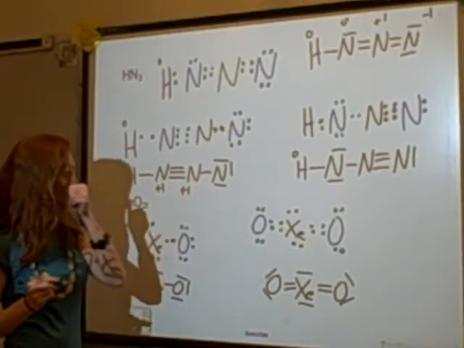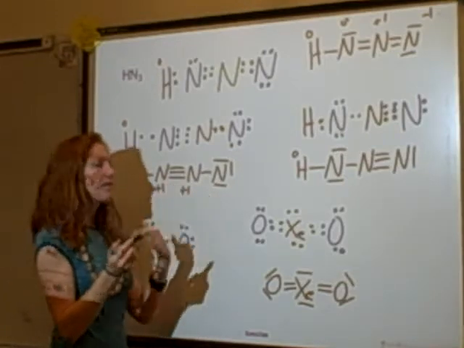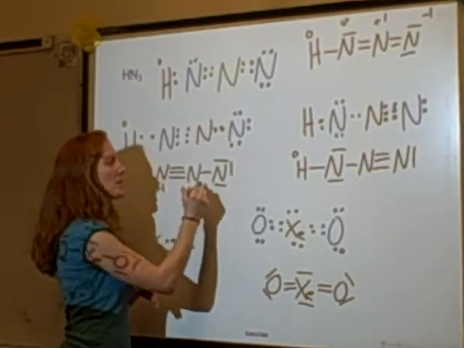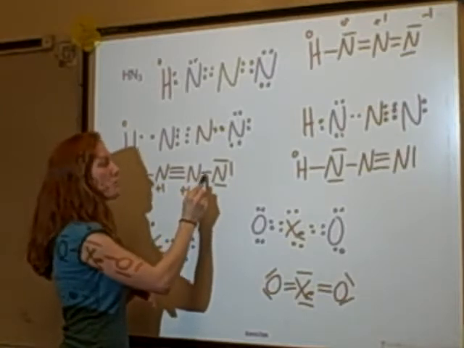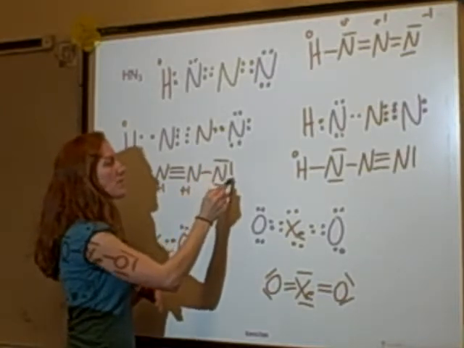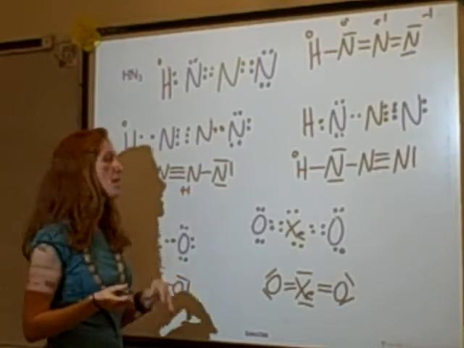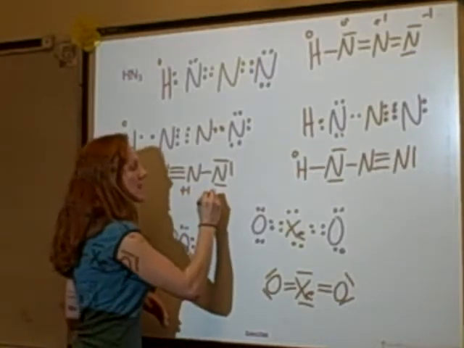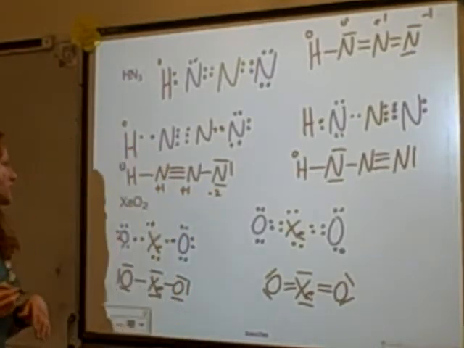And then this nitrogen has typically 5. It's being surrounded by half of this bonded pair. So half of 2 is 1, 2, 3, 4, 5, 6, 7, looking at these lone electrons. So 5 minus 7, this has a negative 2 formal charge.